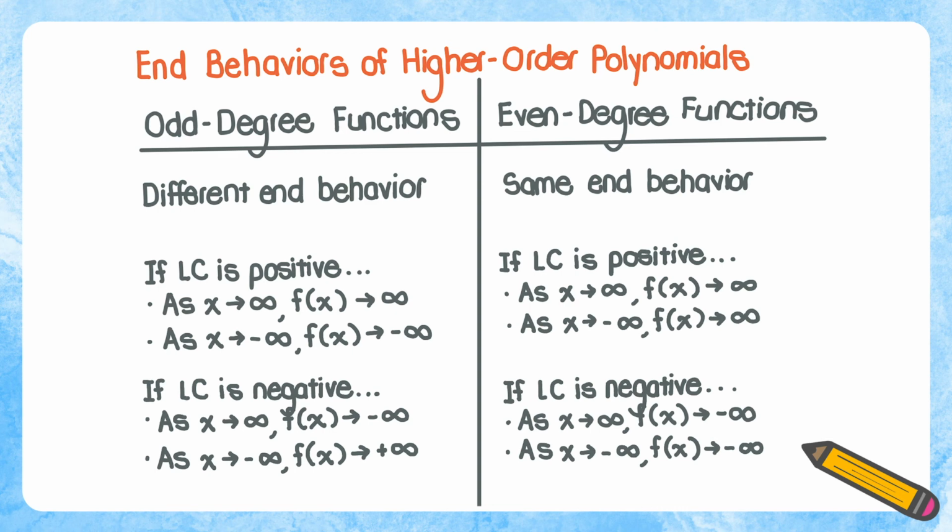I know there's a lot of information right here, so go ahead, pause the video once, play around on Desmos if you would like, and walk through each part again in your head. So what are the differences of end behaviors between odd degree functions and even degree functions? Okay, and with that in mind, let's move on to some examples.